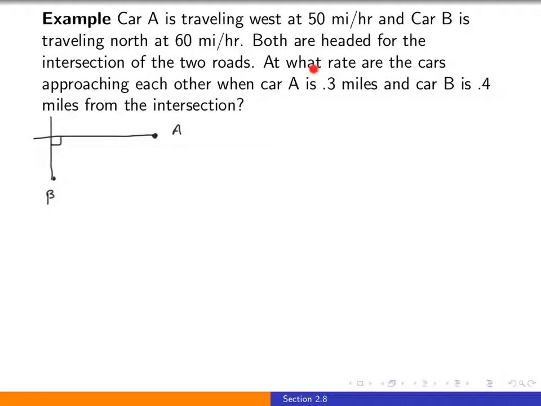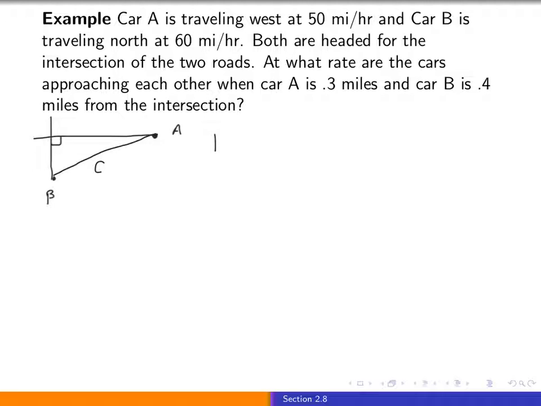Okay. At what rate are the cars approaching each other when car A is 0.3 and car B is 0.4 miles from the intersection? So we want to know the rate at which the cars are approaching each other. So what we need to think about is how far apart are they? If we draw in the hypotenuse of this triangle and call that distance C, then the rate of change dc/dt will be telling us how quickly the cars are approaching each other.